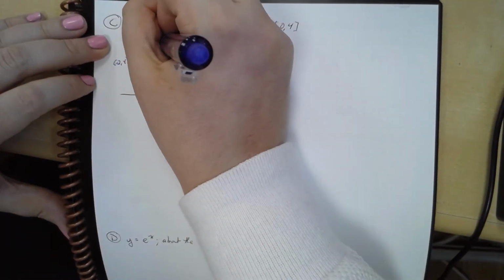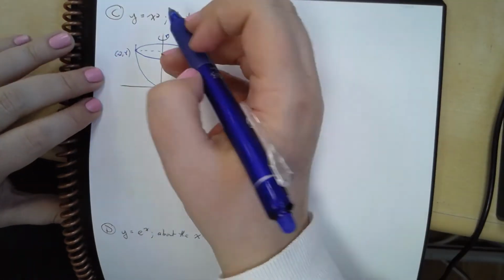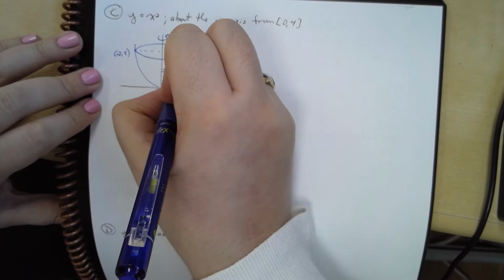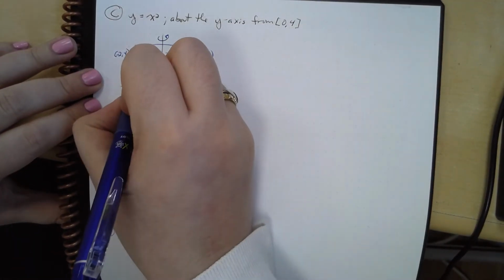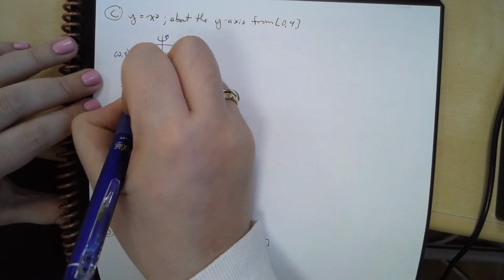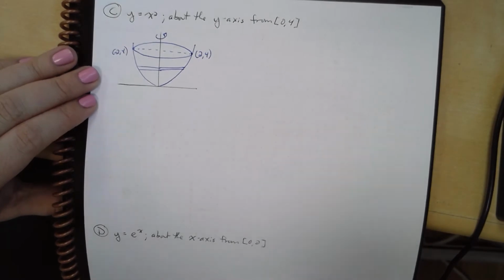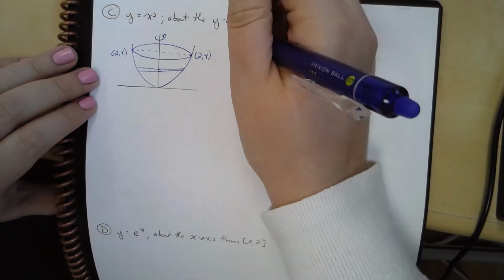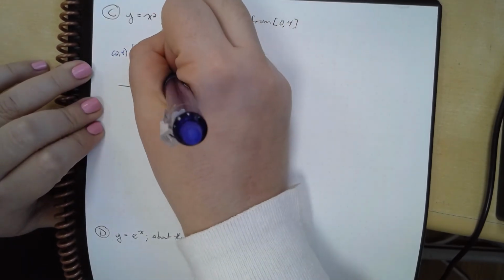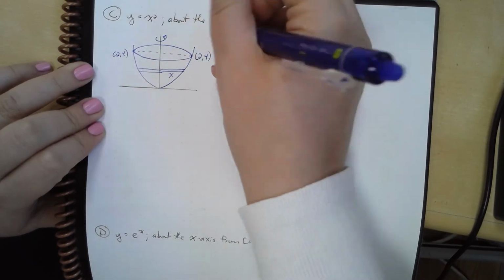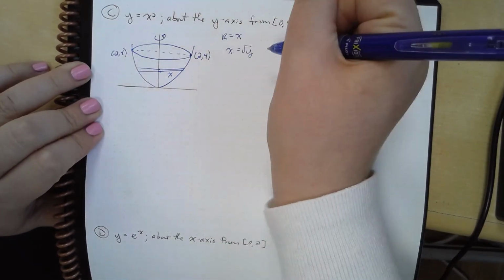And we're now rotating about the y-axis. So if we're rotating about the y-axis, our disk is perpendicular to the y-axis, so we're going to have to use dy. Well, y is equal to x squared, so this value here is still x, right? Our radius, r, is equal to x. Well, x is equal to the square root of y.